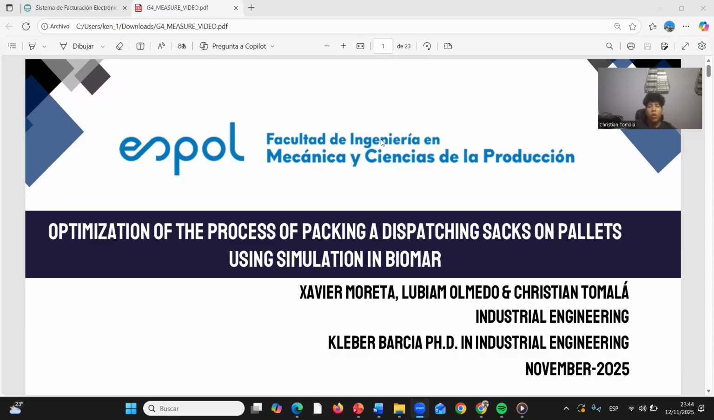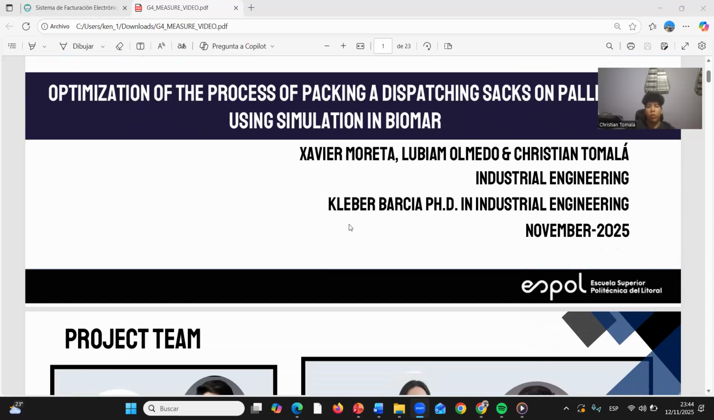Hello everyone, we are group number 4 and now we're going to present our second advance. This project is about optimization of the process of packing and dispatching sacks on pallets using simulation in Biomar Ecuador.